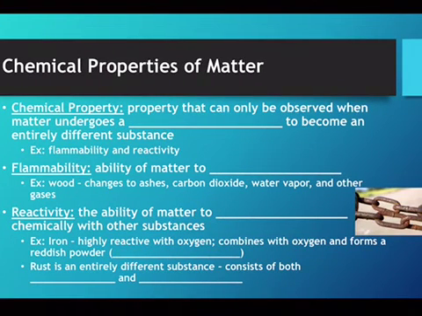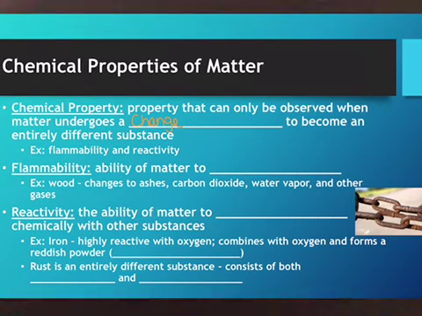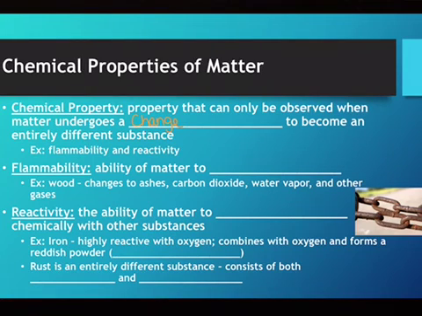So chemical properties are properties that can only be observed when matter undergoes a change to become a new substance, such as flammability and reactivity. Flammability refers to matter's ability to burn, and reactivity talks about the ability of matter to combine or react chemically with another substance.